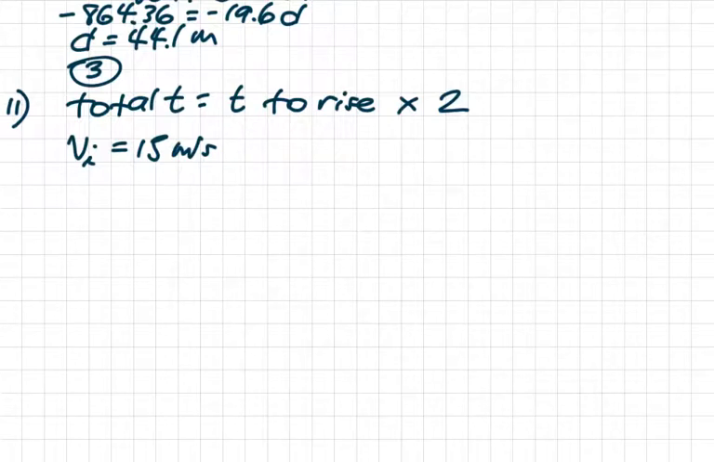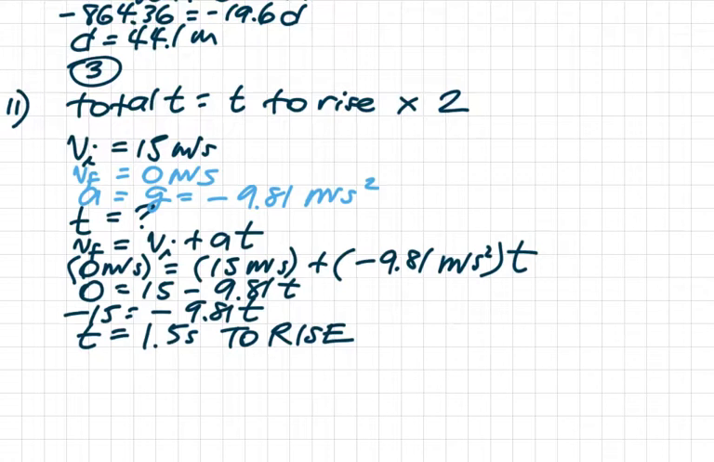So V initial is 15 meters per second. Looking for time, two things they don't tell us but that we know. For something rising, VF is 0, and we know the acceleration too because it's free fall. It's the acceleration due to gravity acting on it. So you can figure out that the time to rise is 1.5 seconds. If it wants the total time to go up and come back down again, double that, you get 3 seconds. Or it's 1.53 seconds, and then if you double it, it's 3.06 seconds.